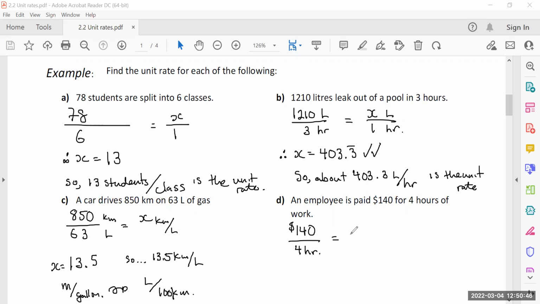Pretty cool. So how much money is that per one? Mathematically, we don't need the dollar sign. We don't need the units of 1 hour. It's just 140 divided by 4. Go ahead. X equals? Correct. If X is 35, that means the entire unit rate would be 35 per hour. Good. That's it.